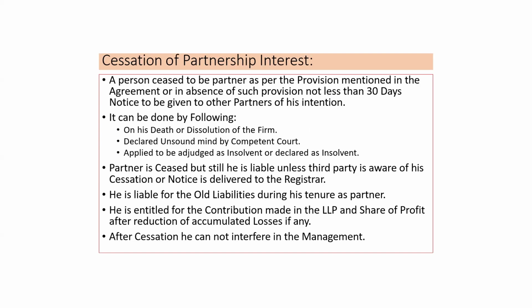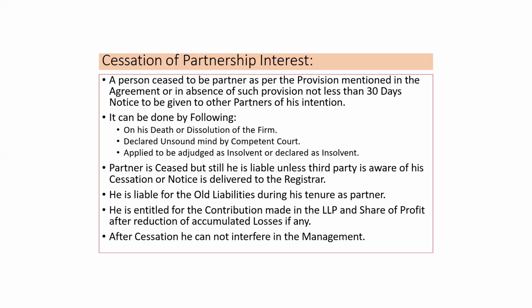Now, cessation of partnership interest. A person ceases to be a partner as per the provisions mentioned in the agreement, or in the absence of such provision, not less than 30 days' notice is to be given to other partners of his intention of ceasing to be a partner. Okay. It can also happen on his death or dissolution of the firm, if he is declared of unsound mind by the competent court, or if he applies to be adjudged as insolvent.